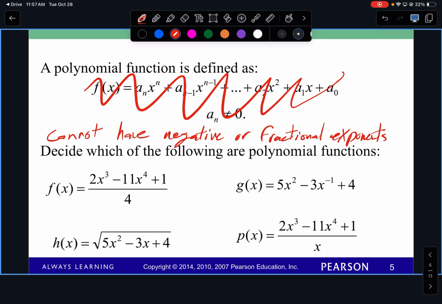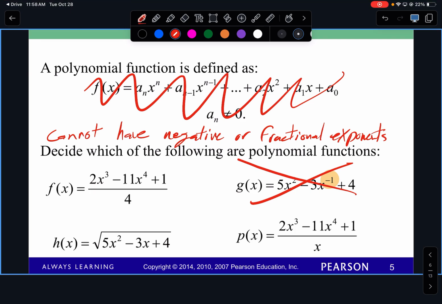So we have 4 examples of functions down there. Some of them are not polynomial functions. We're going to start in the top right corner. Okay, in the top right corner, we see this -1, right? Well, that's a negative exponent, right? So is that a polynomial function? No, it is not.